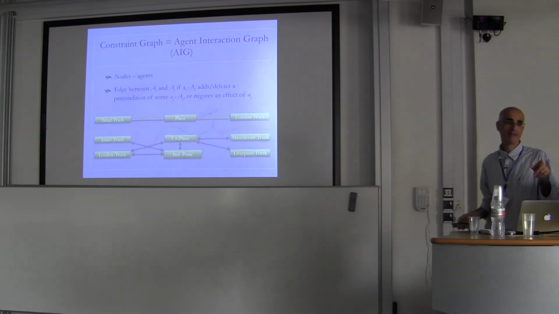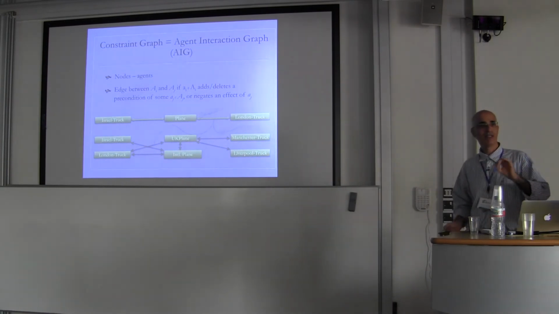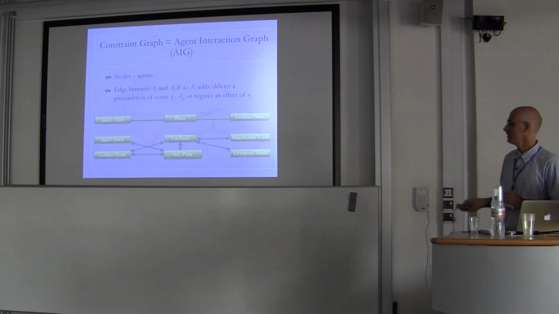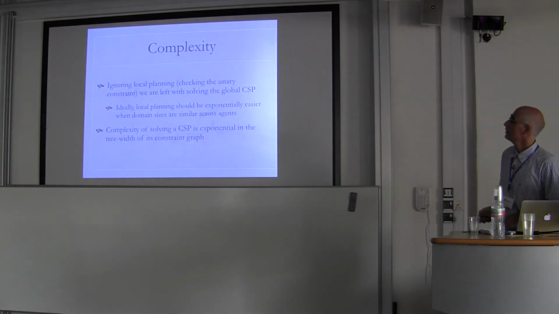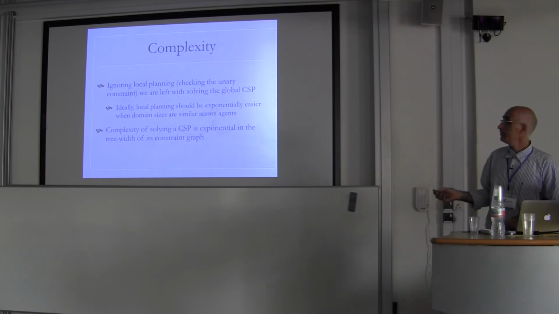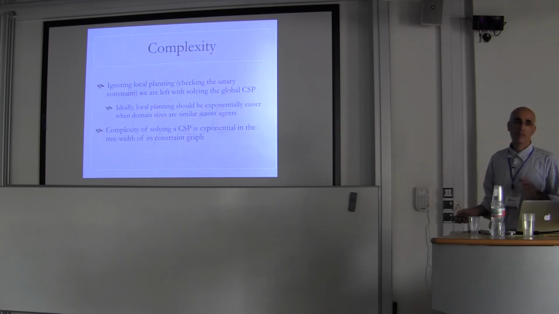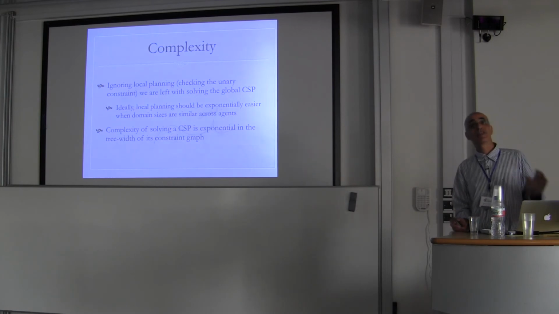It's an important point, but I'll mention it briefly. Again, I'm cheating here and there for the sake of simplicity. So, ignoring local planning, that's checking the unary constraints, exactly what you mentioned. We're left with solving the global CSP, and we're going to ignore local planning and assume it's easy.